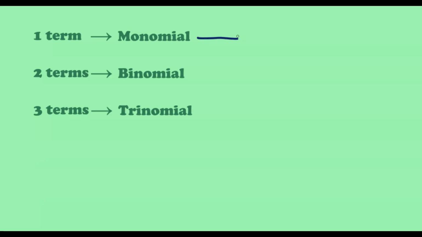Now, a monomial is a polynomial with only one term. So consider 5x. Here, there is only one term, which is 5x. Next, consider an example of a binomial, which has two terms. Let us consider 6y minus xy. Here we have two terms. The first term is 6y, and the second term is negative xy.